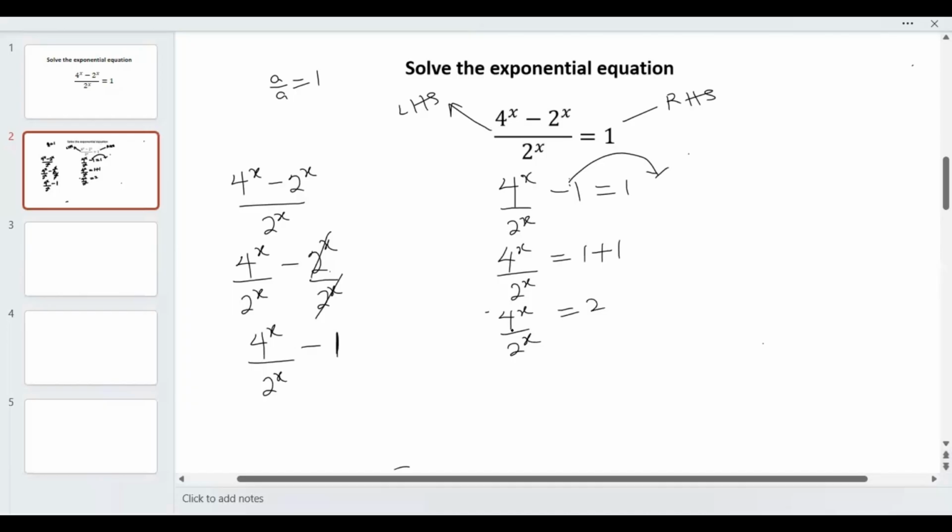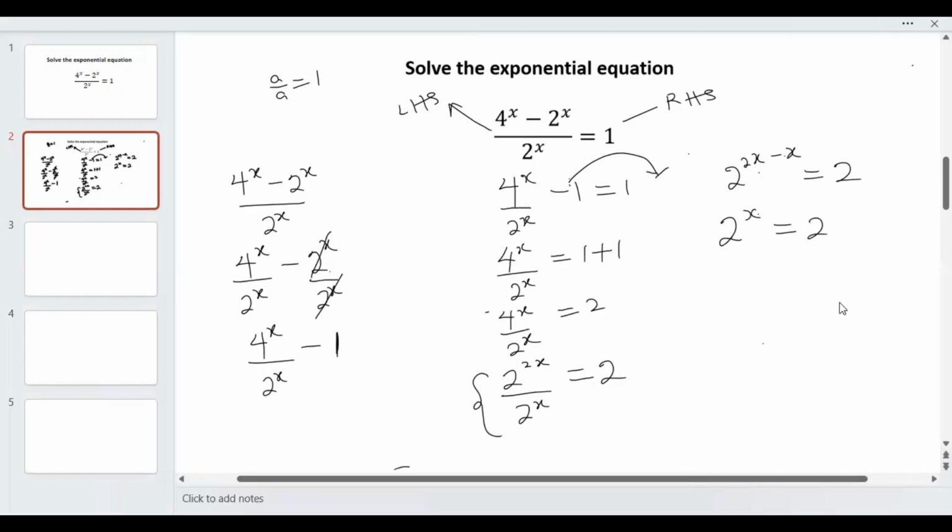Now, I can express 4 as 2 to the power of something, and 4 is 2 to the power of 2. So it means this can be 2 to the power of 2x over 2 to the power of x equals 2. Now, applying the law of indices, this can become 2 to the power of 2x minus x equals 2. 2x minus x is going to give me x. So it means 2 to the power of x equals 2.